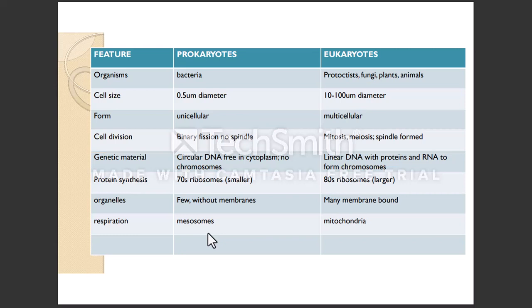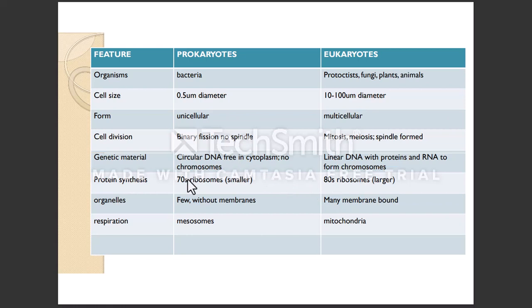So we can see the differences that exist between prokaryotic cells and eukaryotic cells. For prokaryotic cells, we have mesosomes for respiration, while for eukaryotic cells we have mitochondria for respiration. Prokaryotic cells have very few organelles, and most of them don't have membranes, while many eukaryotic cells have membrane-bound organelles.